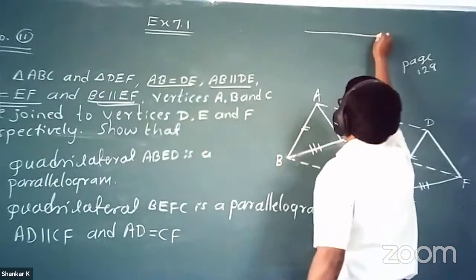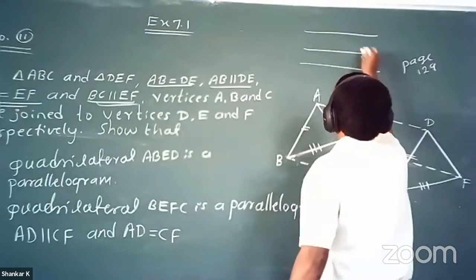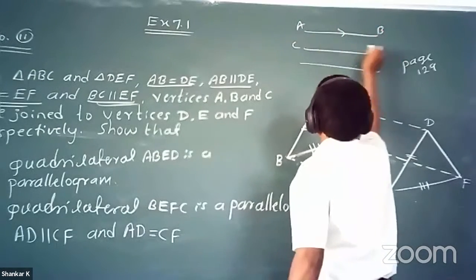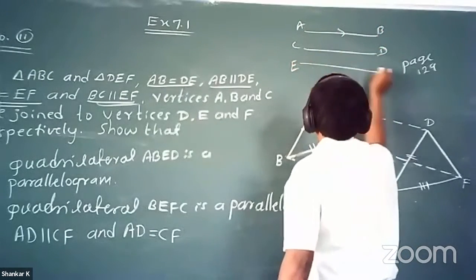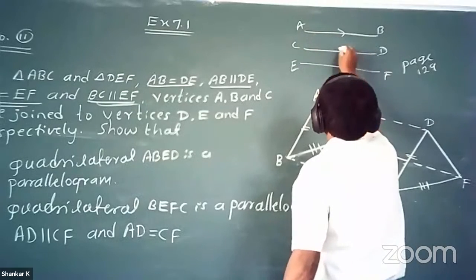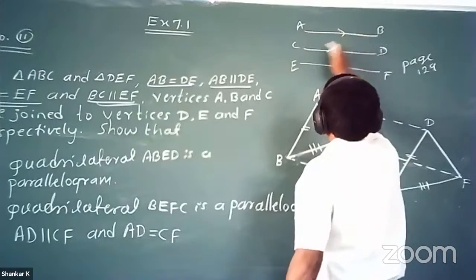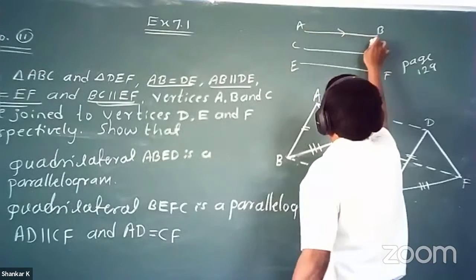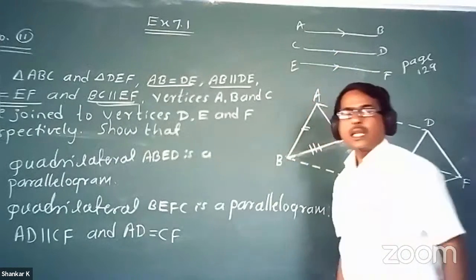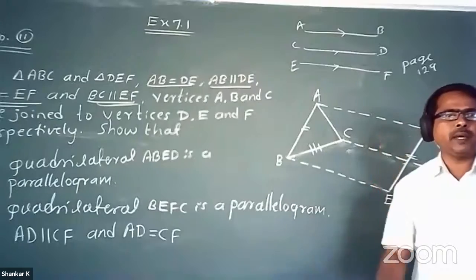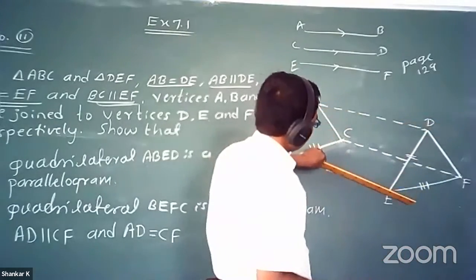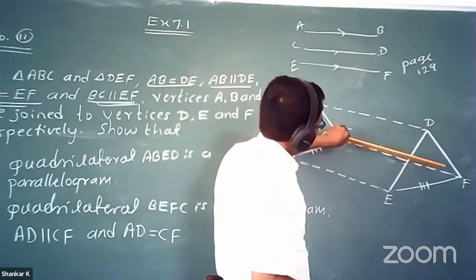For example, here AB, then CD, then EF. If AB is parallel to CD and AB is parallel to EF, then these are also parallel. The lines which are parallel to the same line are parallel to each other.